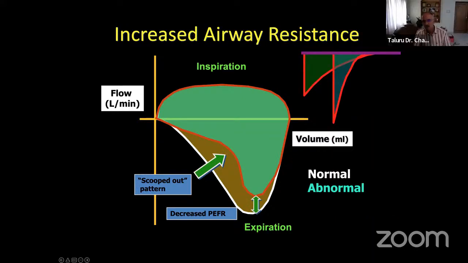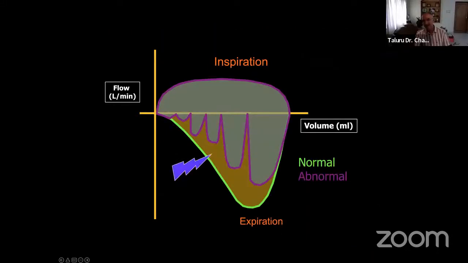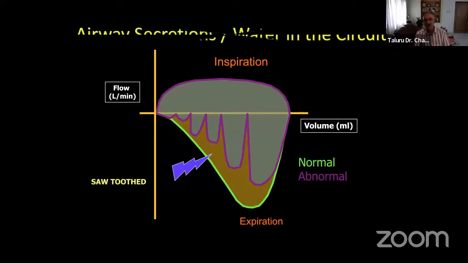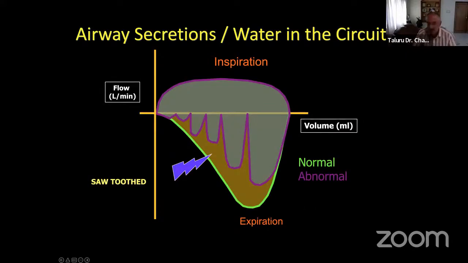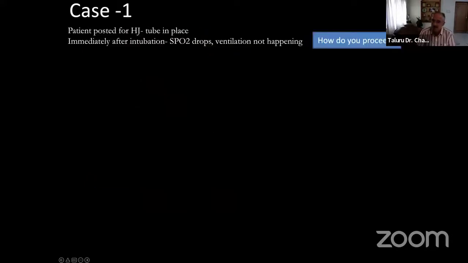This is a prolonged, scooped up pattern. We say the expiratory time is prolonged and it is taking more time. It's scooped up. It's very typical of increased airway resistance. And the third one, the last slide, is serrations, which I have already shown to you. Sawtooth appearance is always on the expiratory limb. We also saw it on the flow versus time. When the flow is coming, there are serrations. That is always secretions. So remember those last two slides.